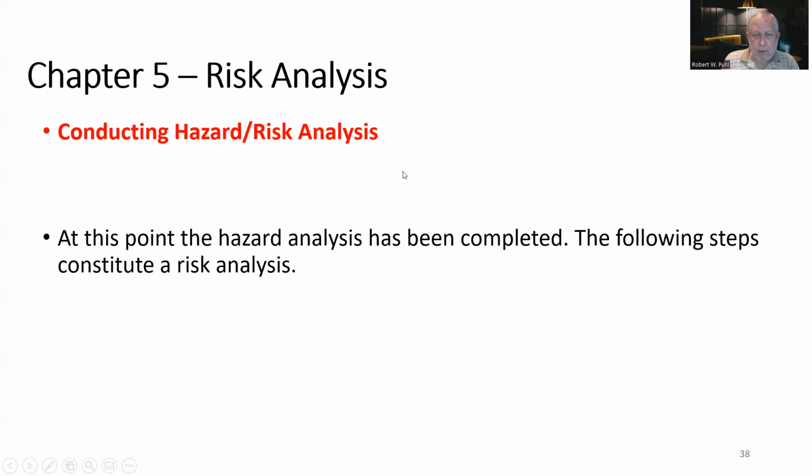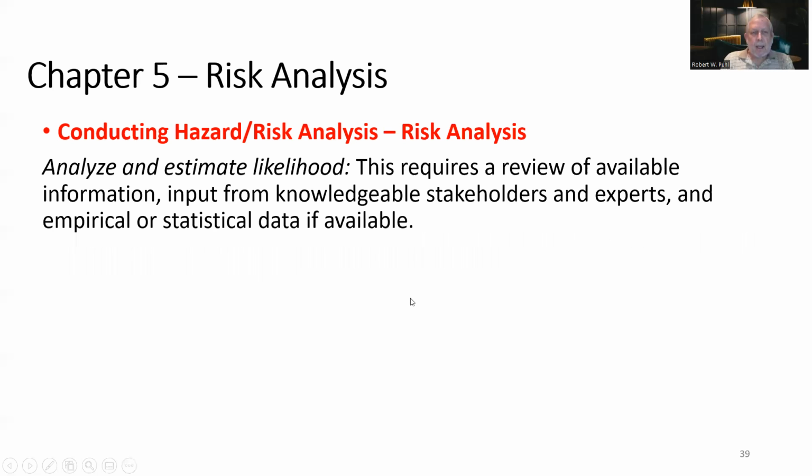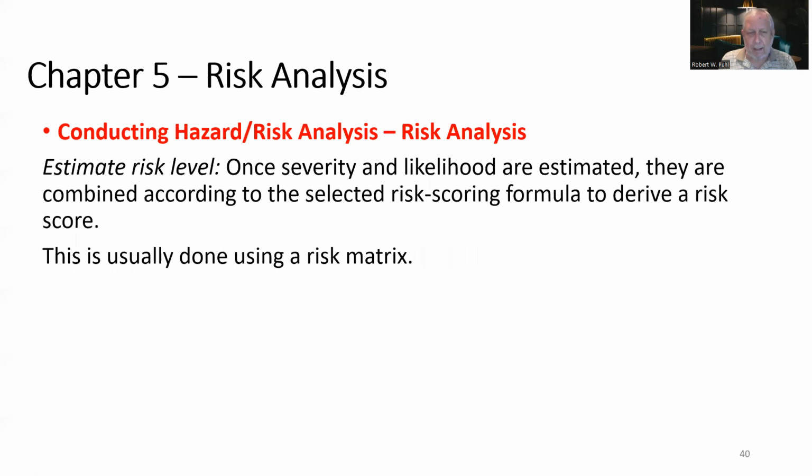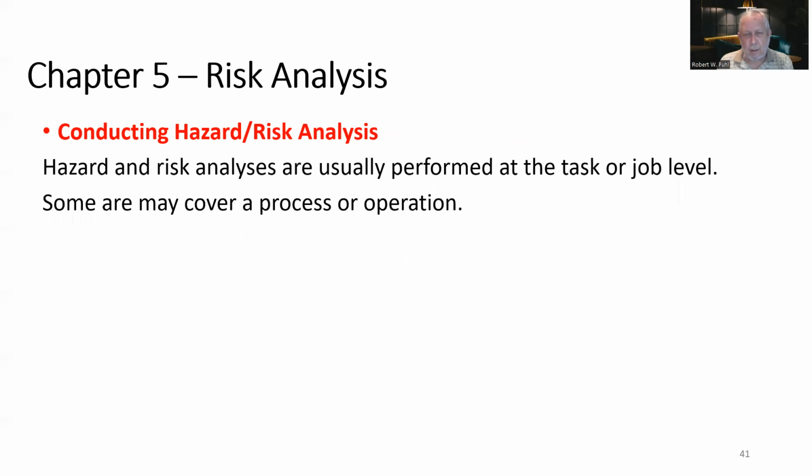Now, the following steps constitute a risk analysis. Analyze and estimate likelihood. This requires a review of available information, input from knowledgeable stakeholders, experts, and empirical or statistical data if available. Okay, we talked about likelihood. Estimate risk level. Once severity and likelihood are estimated, they are combined according to the selected risk scoring formula to derive a risk score. This is usually done using a risk matrix.